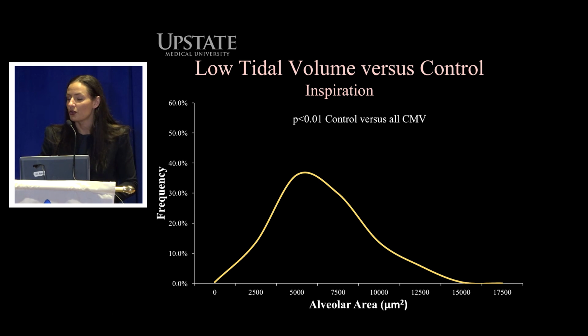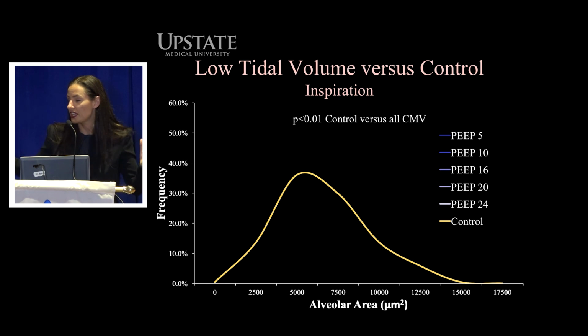If you look at our control group, this is a set of rat lungs that have not had any injury, and we look at the heterogeneity of the alveoli. We look at the alveolar area and then the number of those alveoli. We see that nice normal distribution. We see a majority of those nice normal-sized alveoli.